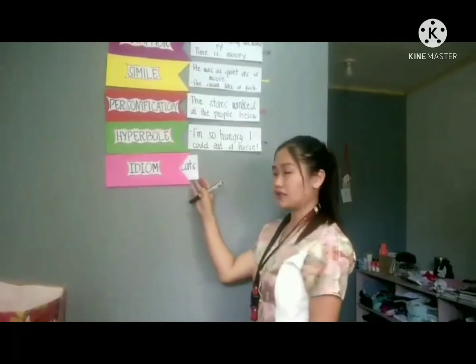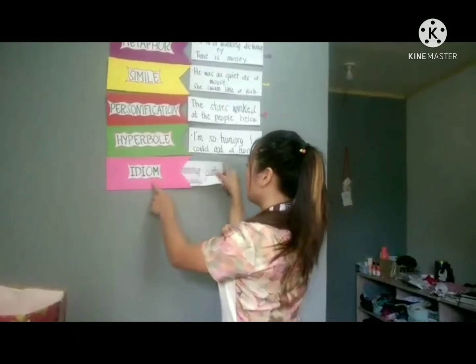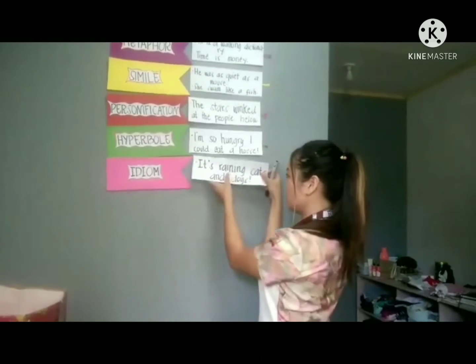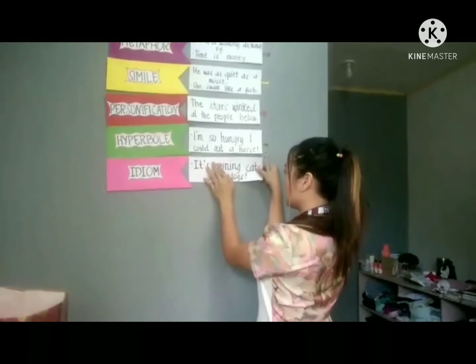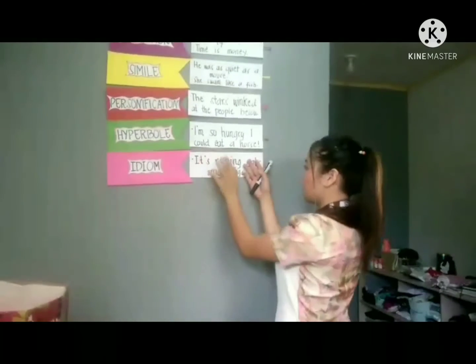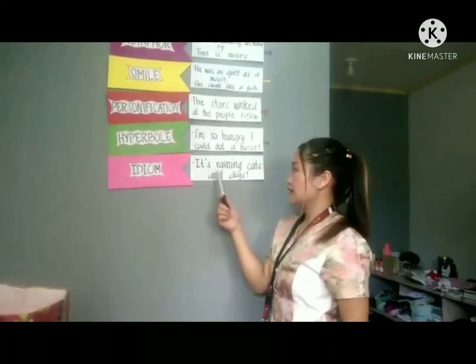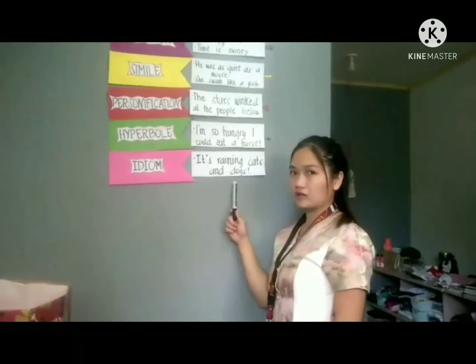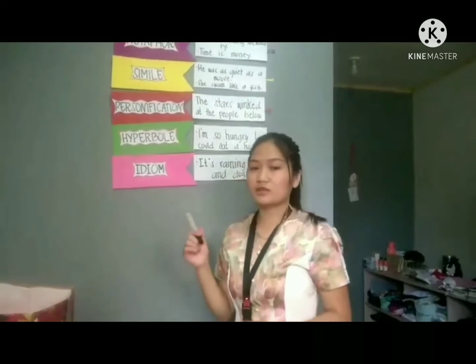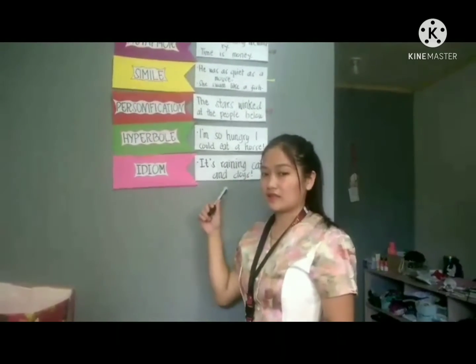Last, we have the idiom. So this is the example of idiom. For example, "it's raining cats and dogs." The words in the sentence are not the meaning of this sentence. If you just look at the words, "it's raining cats and dogs," that would mean to the reader that it's really raining cats and dogs.